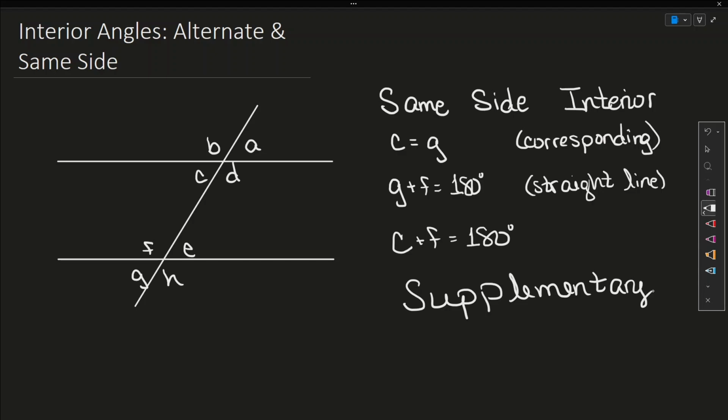These relationships allow us to solve many geometry problems without measuring. And they help students see geometry as a system of logical relationships. Next, we'll examine exterior angles.